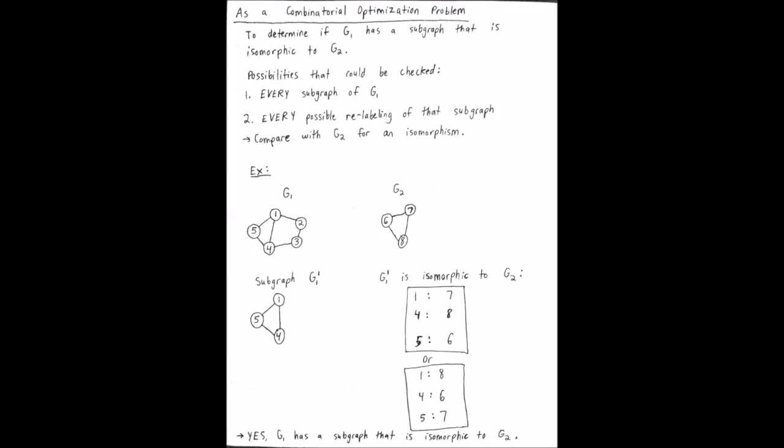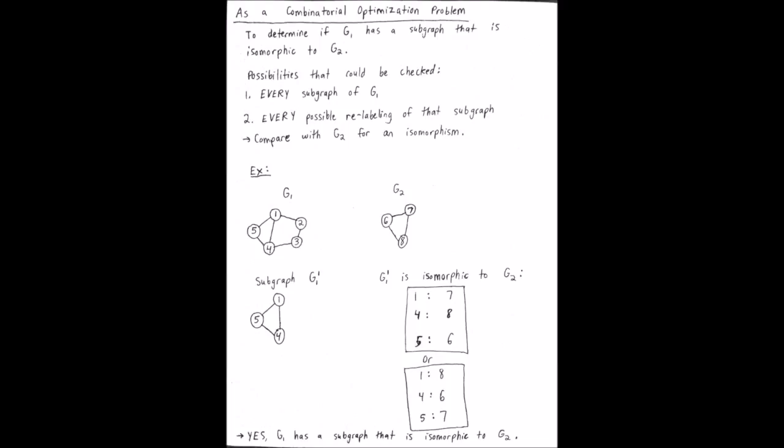So the prompt is to determine if G1 has a subgraph that is isomorphic to G2. The possibilities that could be checked would be every subgraph of G1 and every possible relabeling of that subgraph, because for every single subgraph that G1 has, we have to check if that is isomorphic to G2.